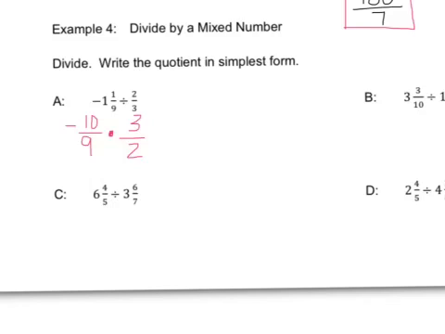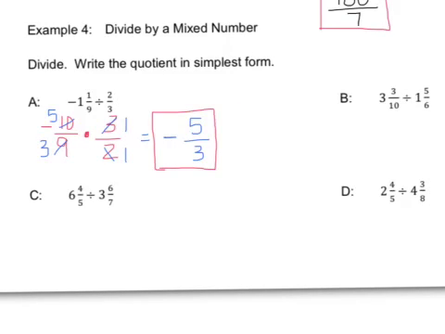See if you can cancel or reduce anything. Well, the 9 and the 3 can both be divided by 3. And the 10 and the 2 can both be divided by 2. Then remember that we've got that negative out front, so that negative will have to be in our answer. And then go straight across. 5 times 1 is 5. 3 times 1 is 3. And then we are finished.